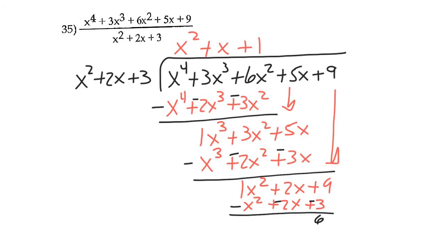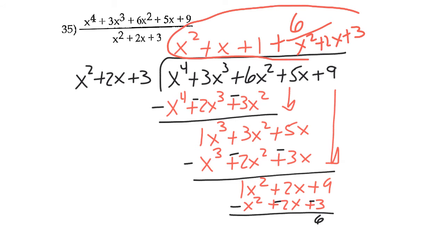Therefore, we will come up to the top up here, and we will have the answer of x squared plus x plus 1 plus 6 on top of x squared plus 2x plus 3. That being the remainder.